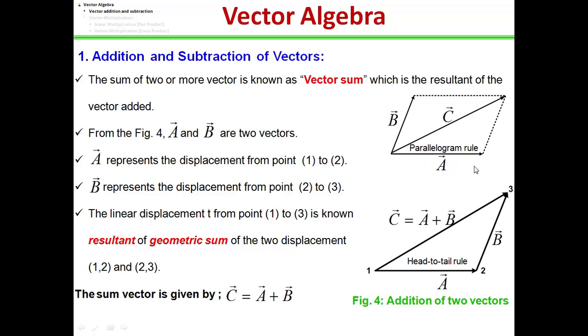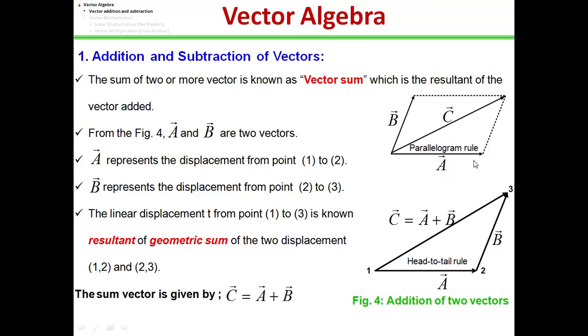Let's take two vectors A and B. Now we have to add these two vectors using the parallelogram rule. According to the parallelogram rule of vector addition, if two vectors A and B represent two sides of a parallelogram in magnitude and direction, then their sum A plus B is equal to the diagonal of the parallelogram through their common point in magnitude and direction, as shown in the figure.